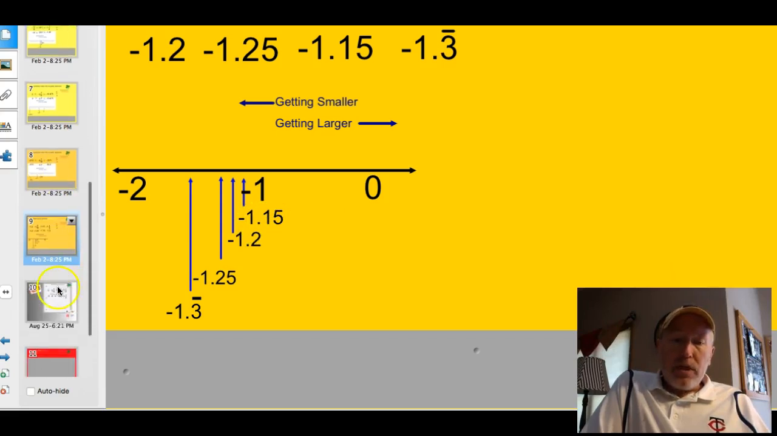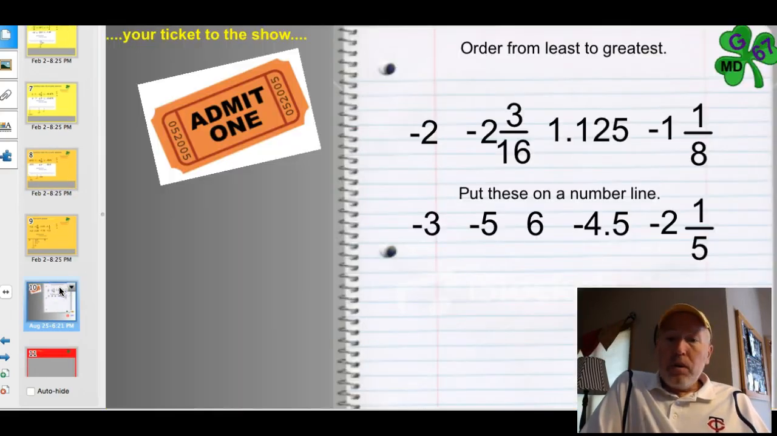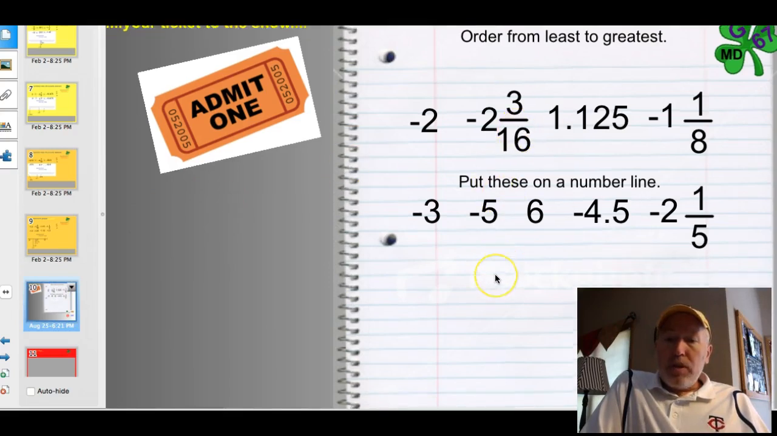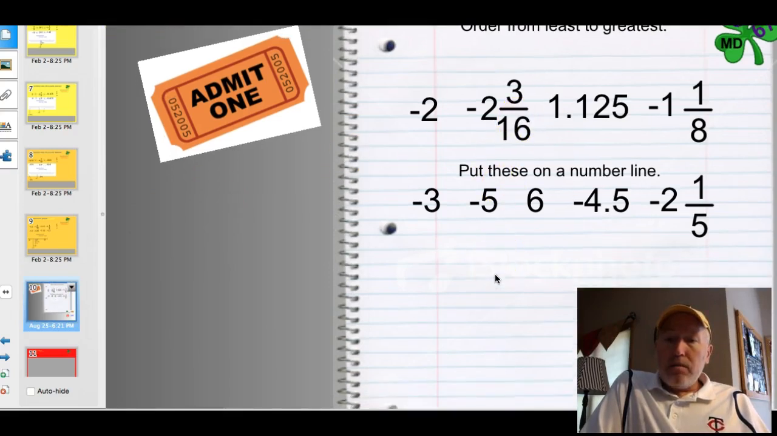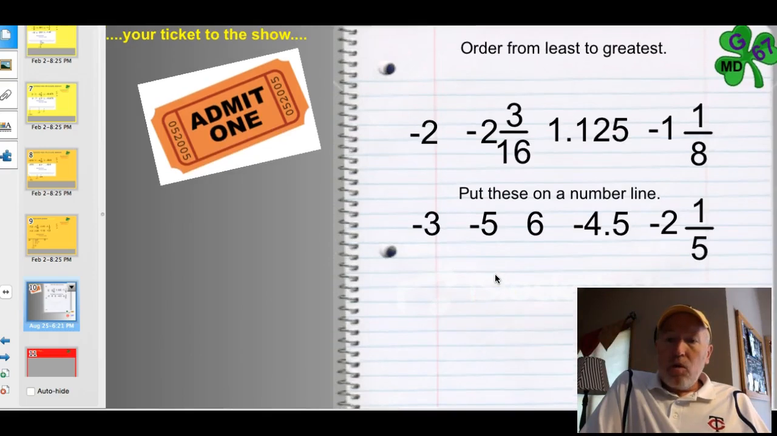All right, I think you're ready for the ticket to the show. Here we go. Go ahead and order these from least to greatest. Put these bad boys on a number line. Slide that down a little bit. Order from least to greatest, and then put these 5 on a number line for me. It doesn't have to be fancy.